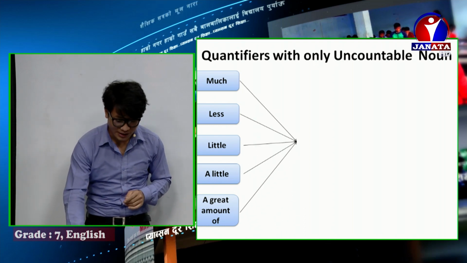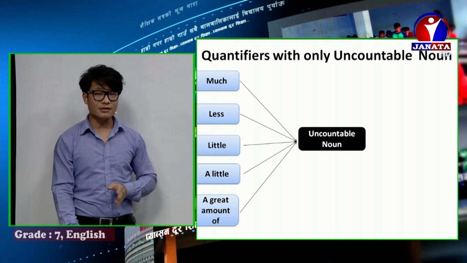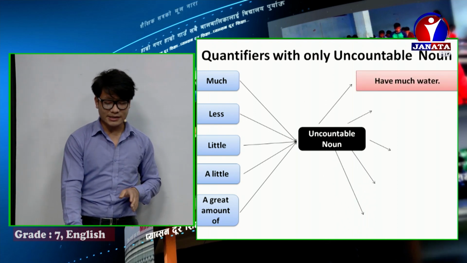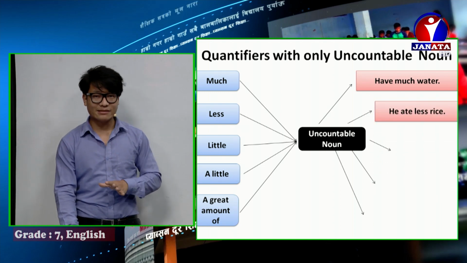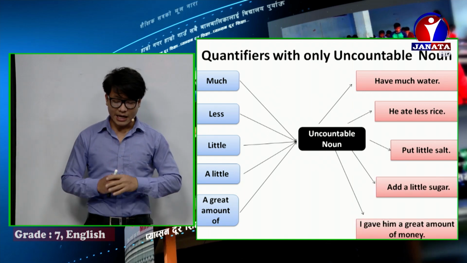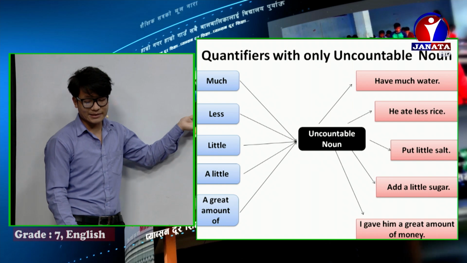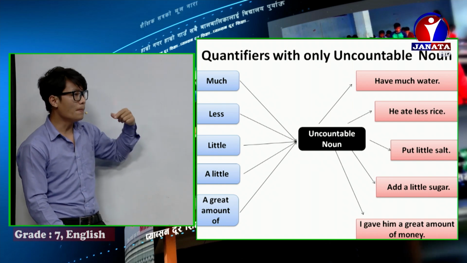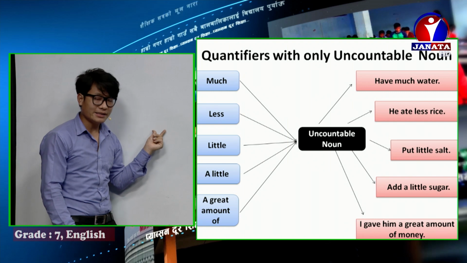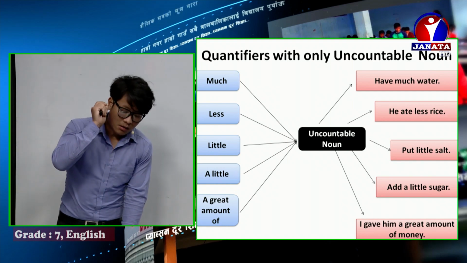So let's have an example. You can see here: much, less, little, a little, or great amount of. After these quantifiers, there should be only an uncountable noun. For example: have much water, he ate less rice, put little salt, ate a little sugar, I gave him a great amount of money. So money is uncountable, sugar is uncountable, salt is uncountable, rice is uncountable, and water. So, once again, let me repeat it: much, less, little, a little, or great amount of, after these quantifiers, you should use only an uncountable noun.